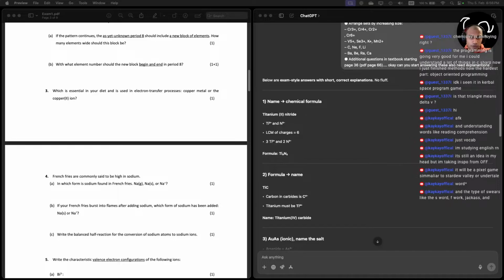The program is going very good for me. I could understand a lot of things in C sharp now. I just finished methods now. The hardest part, object oriented programming. Oh yeah, you were taking something like C sharp. Okay, so part object oriented programming. Well, I don't know what that exactly does.